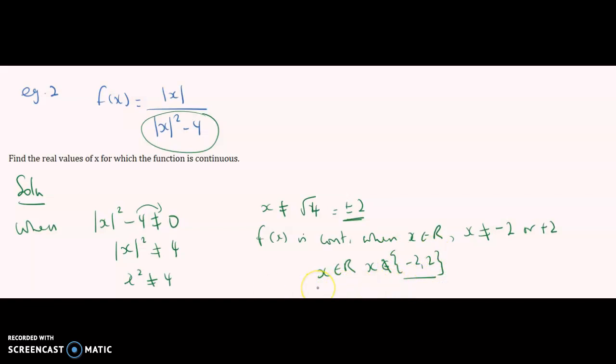So this takes me to the end of my video. I hope that you have understood the basics, from the definition of what is a limit, what is continuity, what is discontinuity, and a couple of examples.